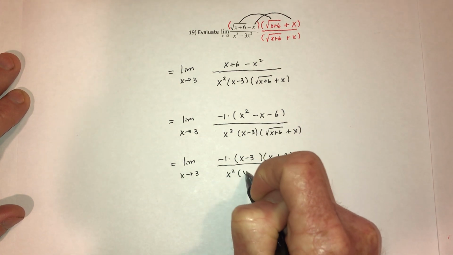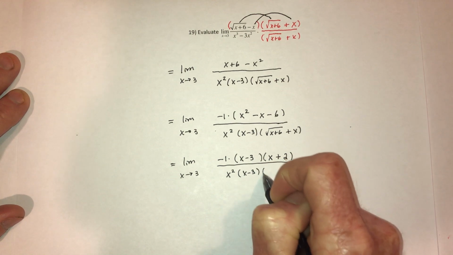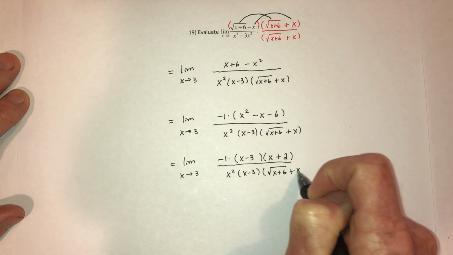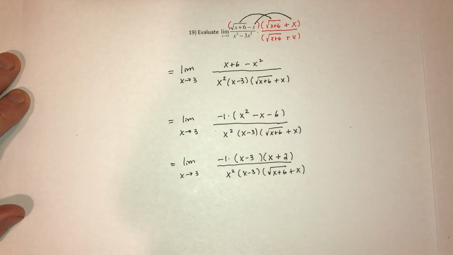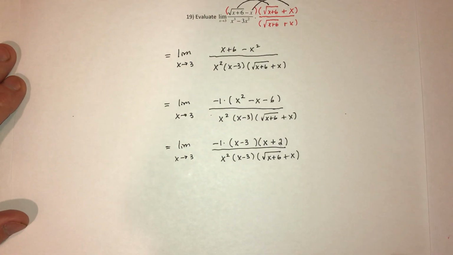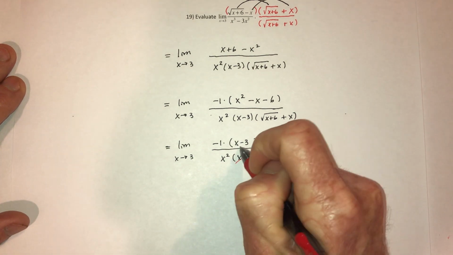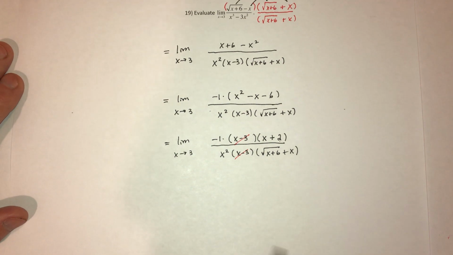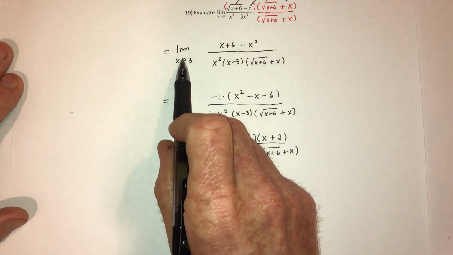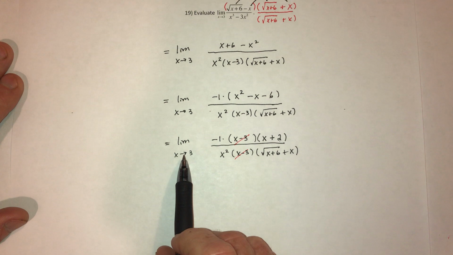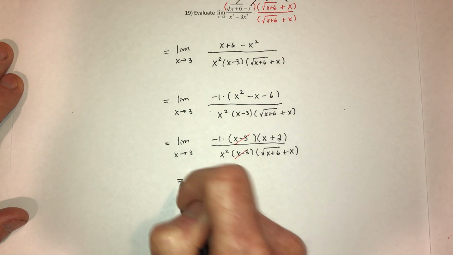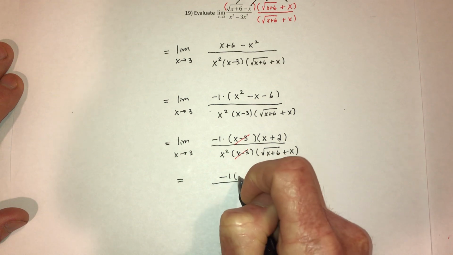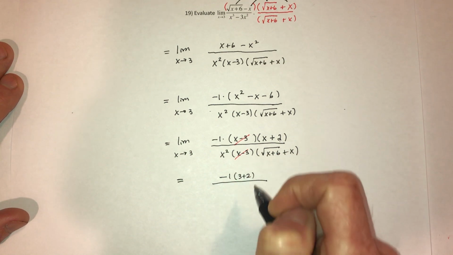Then copy and paste the bottom part. And then finally what was supposed to happen, happened. This gets canceled. And after that, you can go ahead and plug in the number 3. So this limit as x approaches 3 needs to stay until the last step when I actually plug in the 3. So then it's going to be negative 1 times 3 plus 2.